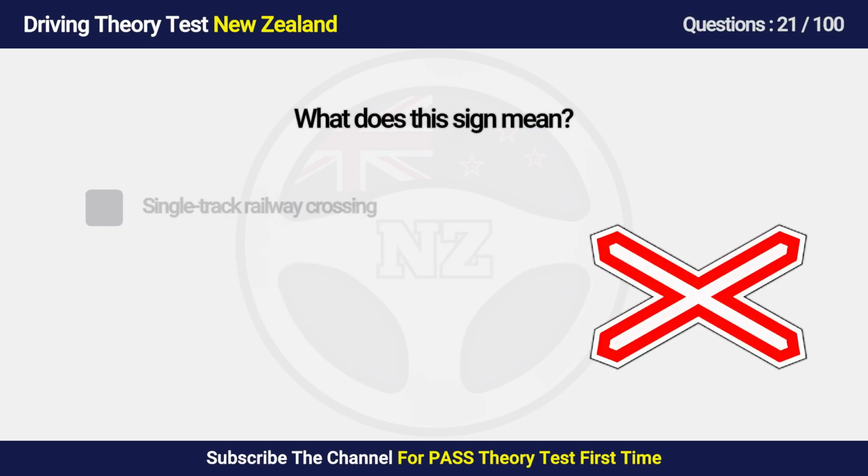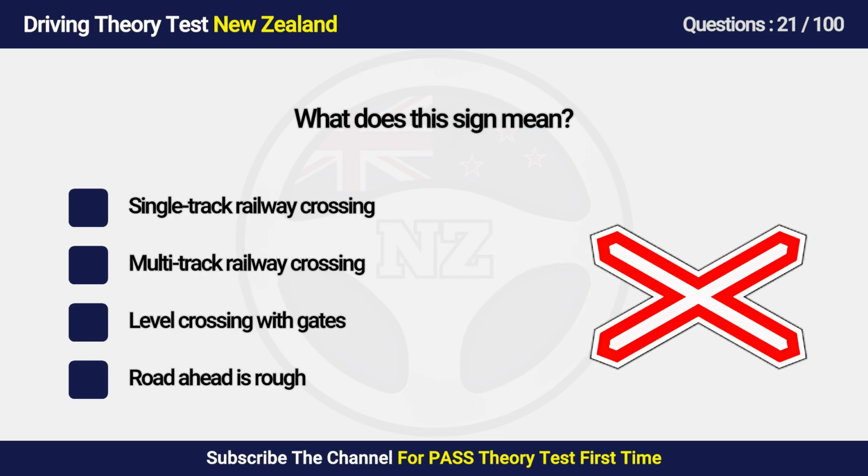Question 21. What does this sign mean? A, railway crossing. B, railway crossing. C, level crossing with gates. D, road ahead is rough.